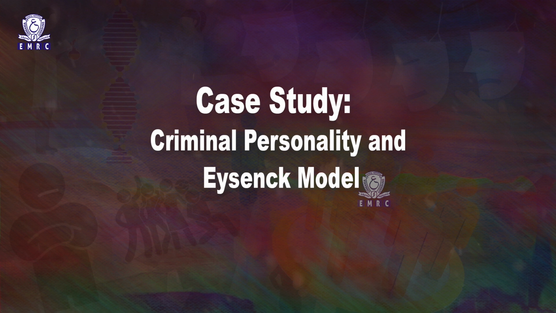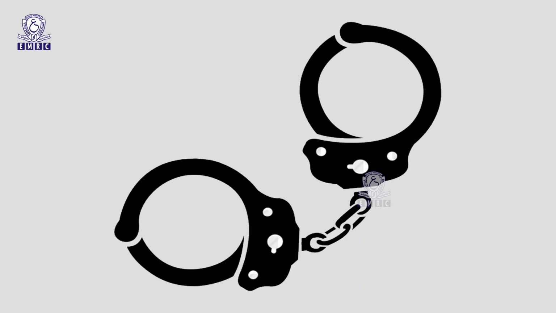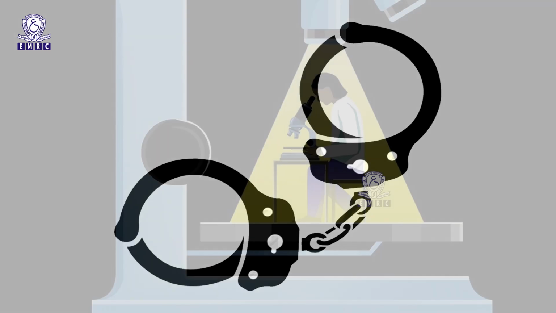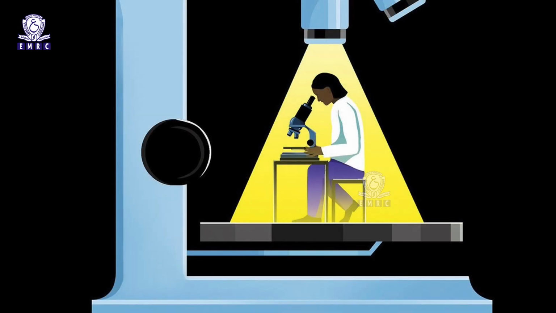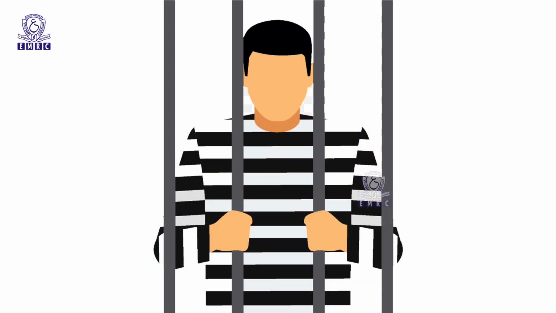Next, we are going to know about a case study. Criminal personality and Eysenck's model. Criminality was and is one of the biggest unknown things about human beings that the theorists have attempted to explain. Sometimes they were successful and other times they did not come up with any good answers. But there has been a lot of research done on understanding the personality of a criminal. One such is Eysenck's model of criminal personality.